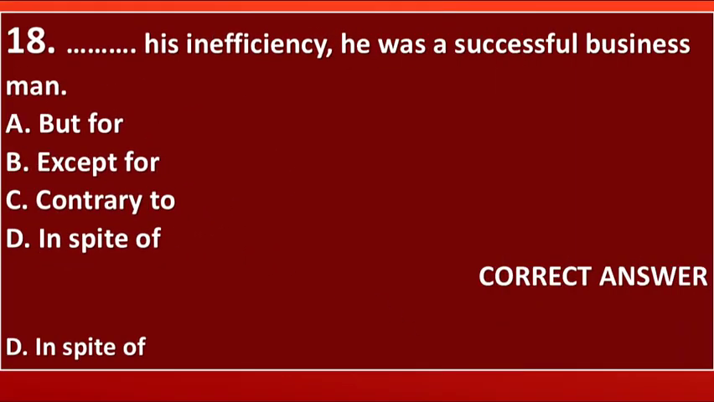Question 18. Dash his inefficiency, he was a successful businessman. A. But for his inefficiency. B. Except for his inefficiency. C. Contrary to his inefficiency. D. In spite of his inefficiency. The correct answer to this question is D. In spite of his inefficiency, he was a successful businessman.